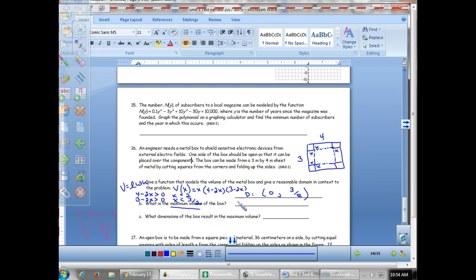So I'm just going to take this volume function and plug it into my calculator, and then I'm going to find the maximum. So I think Haley asked that question earlier. How do you know when you're looking for the maximum versus the x-intercepts? This is your clue that you're looking for the maximum. So let's go to our calculator and let's plug that in and see what we get.